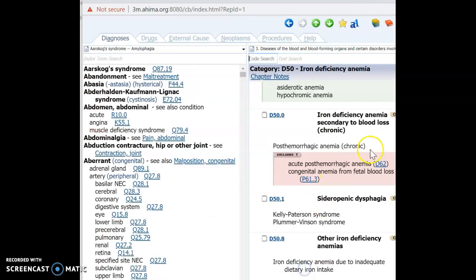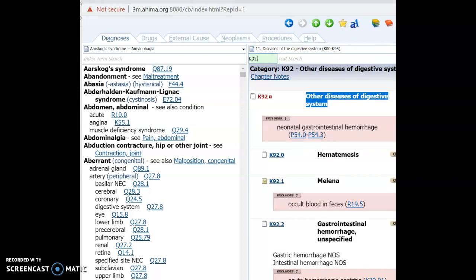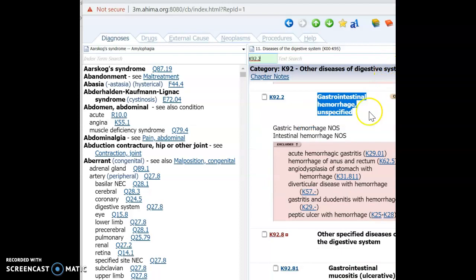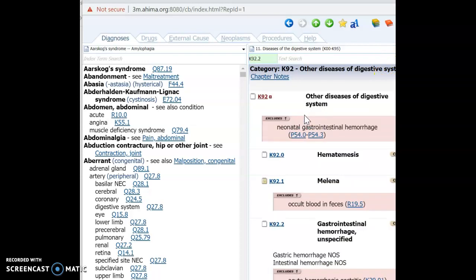With the code book, here we go. So actually, our principal diagnosis should be K92.2. So the difference here is we need to go with the plain hemorrhage. We need to go with GI hemorrhage. So my principal diagnosis here needs to be K92.2.